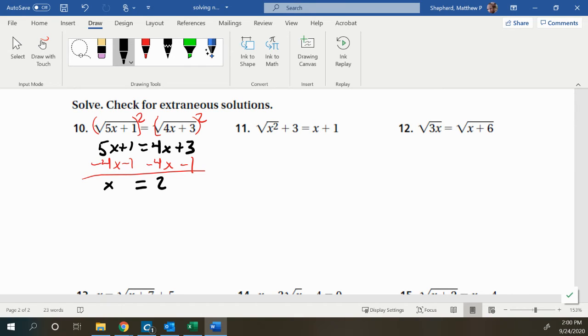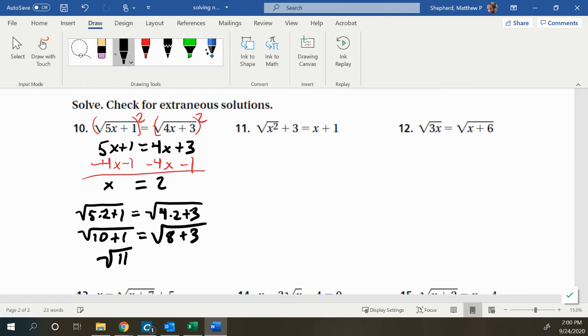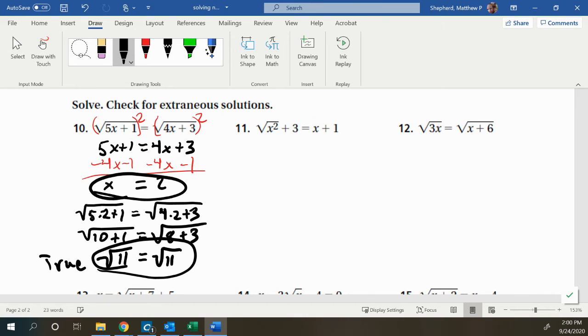So now we just want to run a quick check, make sure that actually works. So the square root of 5 times 2 plus 1 should be equal to the square root of 4 times 2 plus 3. So that'd be the square root of 10 plus 1 is equal to the square root of 8 plus 3, square root of 11, square root of 11. So yes, true. The only solution we found is a solution. It is not an extraneous solution. So we're good there.